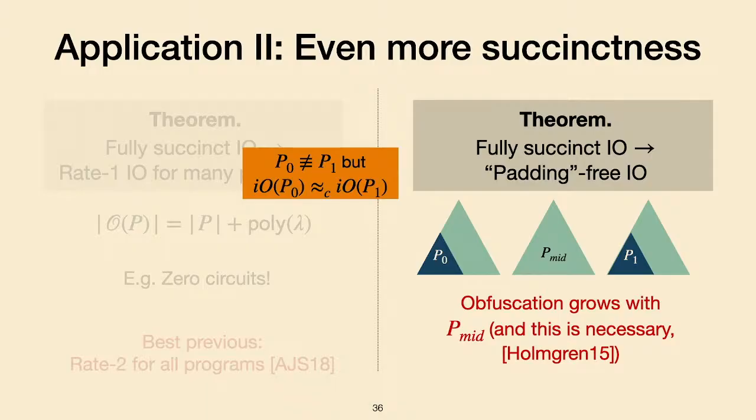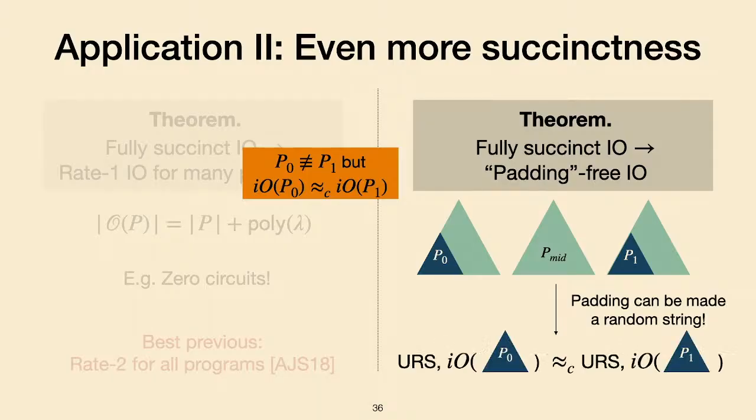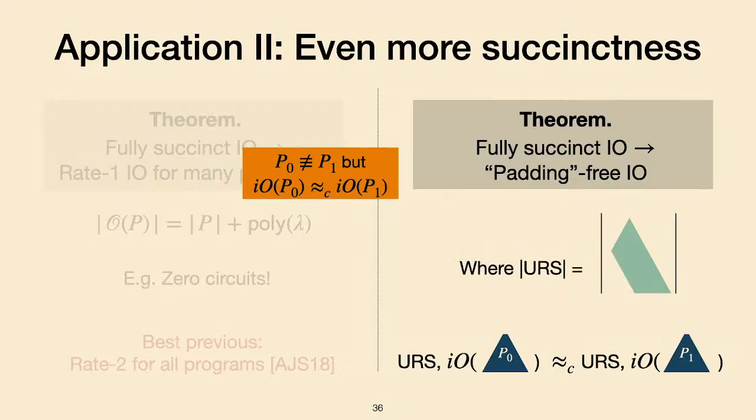And it turns out Justin Holmgren actually showed that this kind of padding is completely necessary. So, okay, you need it. Can we at least do something better? And so it turns out you can. In our work, we show we can pad with a uniformly random string. So an obfuscation can look like this. So you I/O P0 with a gigantic URS, and it will be indistinguishable. And the URS here is going to be basically the padding. So the way to think about it is, okay, fine, you need this padding, but it can be completely unstructured. And that's, again, a very nice thing that comes out nicely from this fully succinct I/O abstraction.